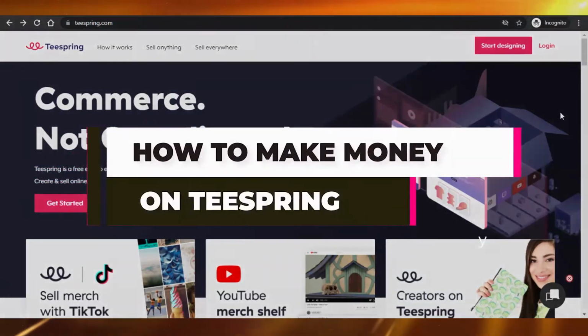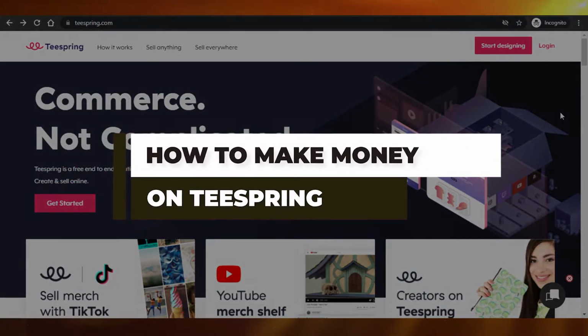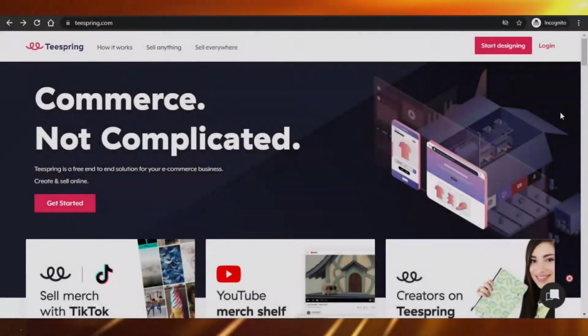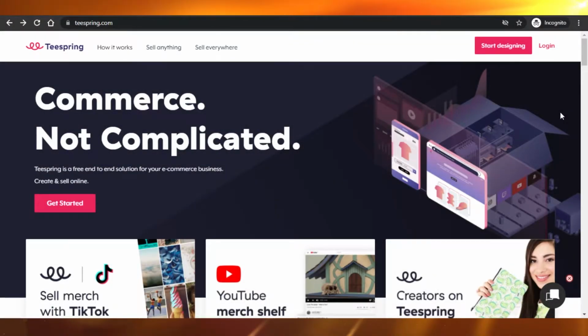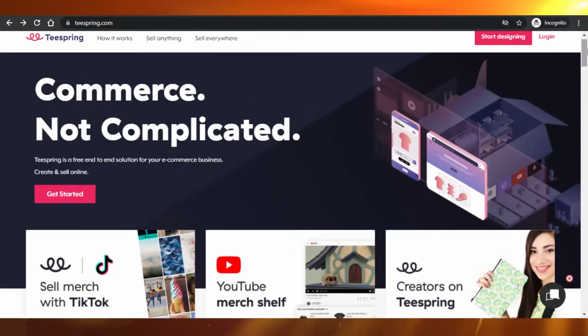How to make money on Teespring. Teespring is a design and e-commerce business that helps you create your own product and sell it online and earn profit through it. Now, how to sign up for Teespring and how does Teespring work?